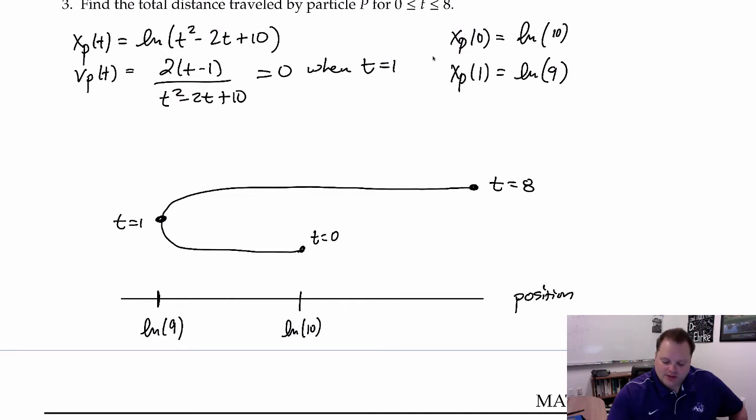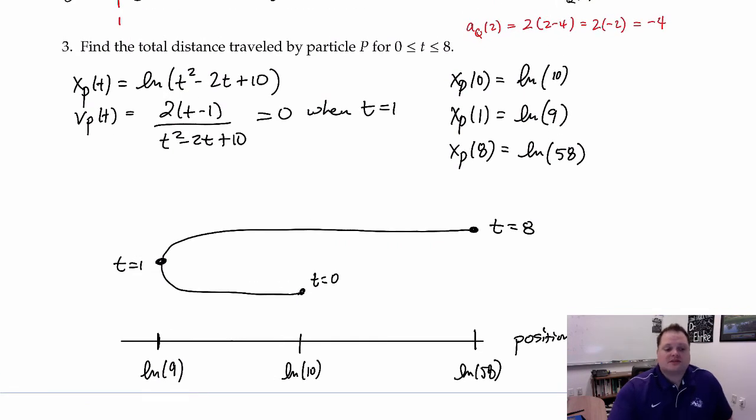All right, let's go forward to time 8. And if you plug 8 in, you'll get 64 minus 16, so 48. Plus 10, so this is the natural log of 58. So I know that's my ending position over here.